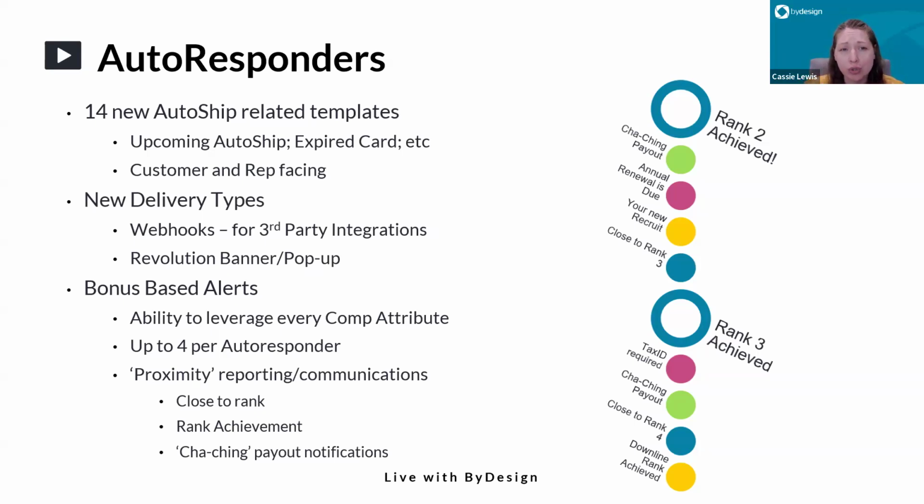We also have some new delivery types. So we've always had the ability to send these out via email or via alert, which just sends it to their rep back office. We've added webhooks. So this is going to be great for third-party integrations. One of our favorite partners is ZipLingo, which is a communications provider based out of Utah. And we originally built out these webhooks as part of that integration.